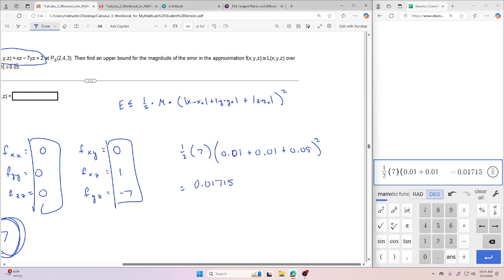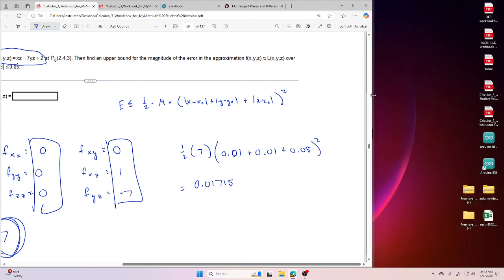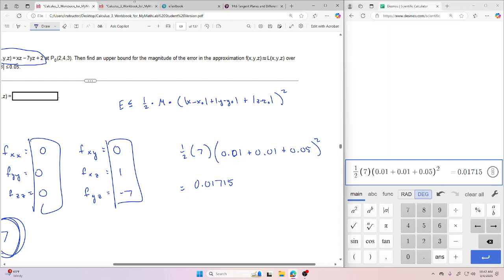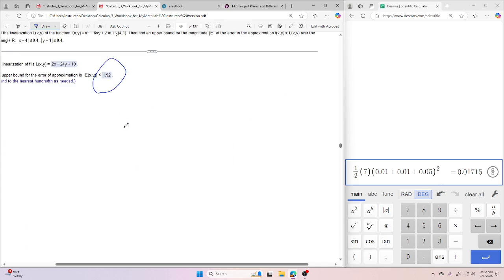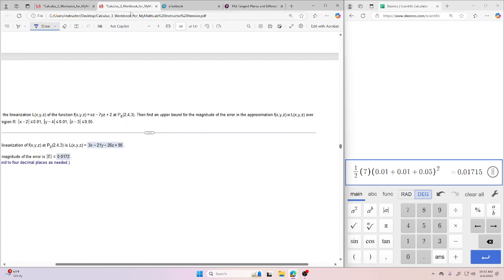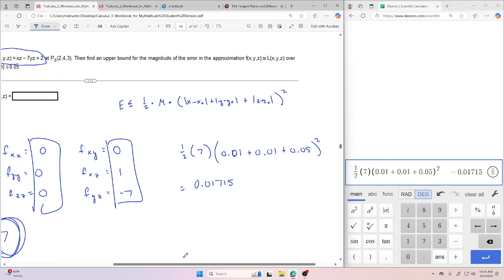0.1715. I do not know what the answer is, but I can go and check. I'm hoping that's it. So I'm going to flash the answer right quick. Hold on. And, yep, 0.172. So yes, that's correct. We got it. Awesome. We did it, part B without any problems this time.